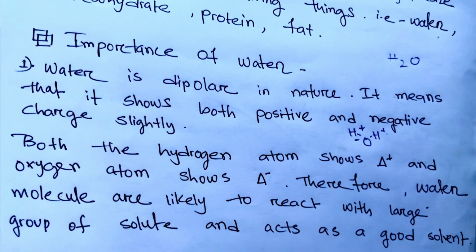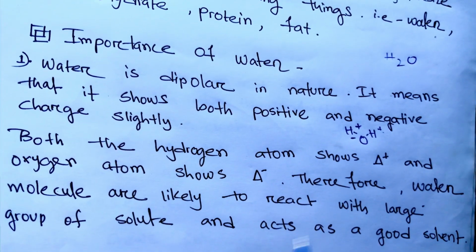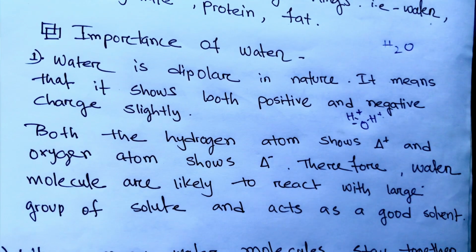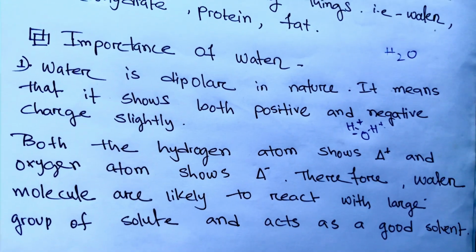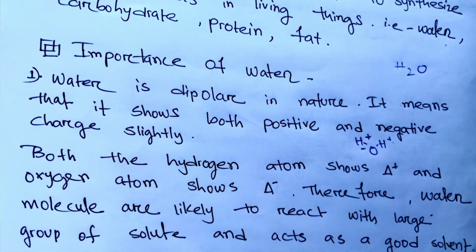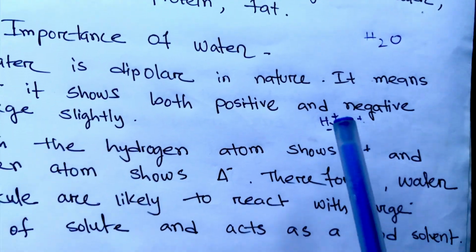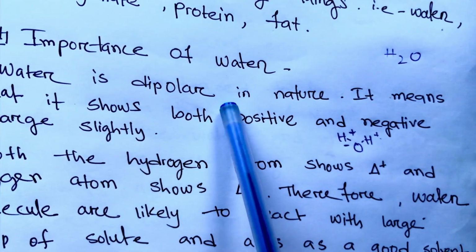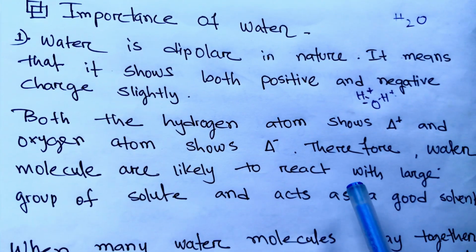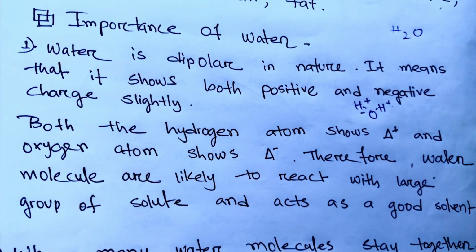Alright, a good solvent, and it can react with a large number of solutes. You can react water with any kind of solute, for example salt and sugar. It can get dissolved easily. Why? Because of its dipolar nature. Water acts as a good solvent and can react with a large group of solutes. Okay, this is the first property of water.